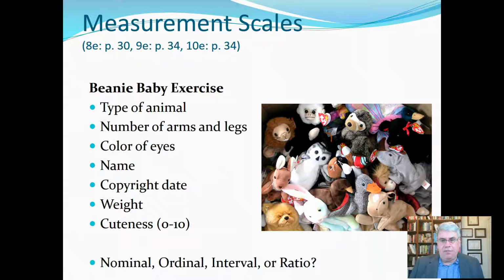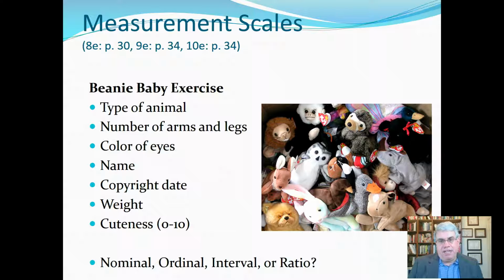Now, if we use the color of eyes, black or blue or brown, those are categories. So once again, it's nominal. And the same thing with the name. All the Beanie Babies that are named Chipper, or all the ones that are named Fuzzy, would each be put into a category. So name would be nominal. And in fact, in French, nom, N-O-M, where we get the word nominal, means name. We're grouping them by names.